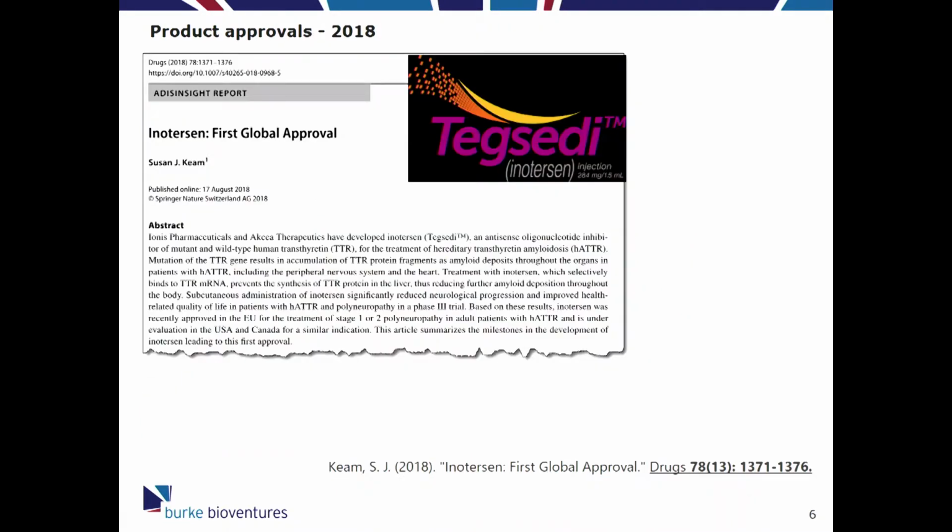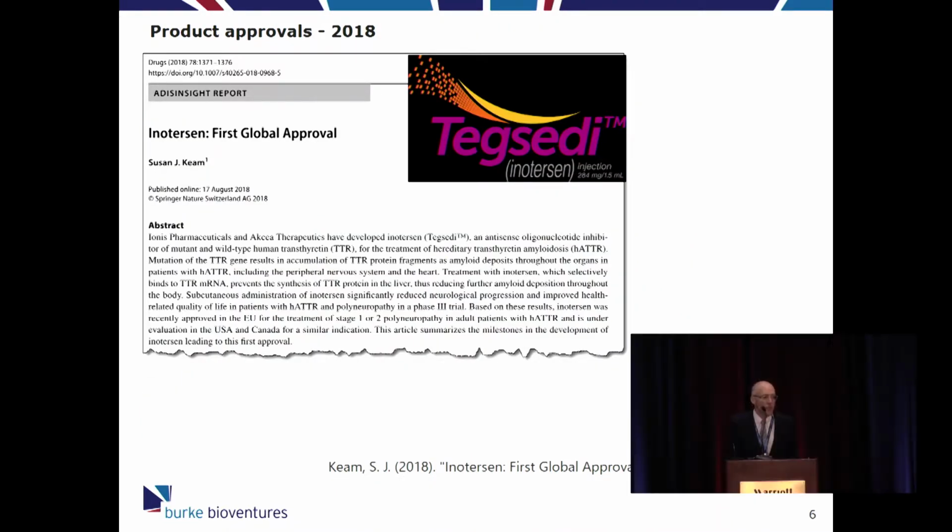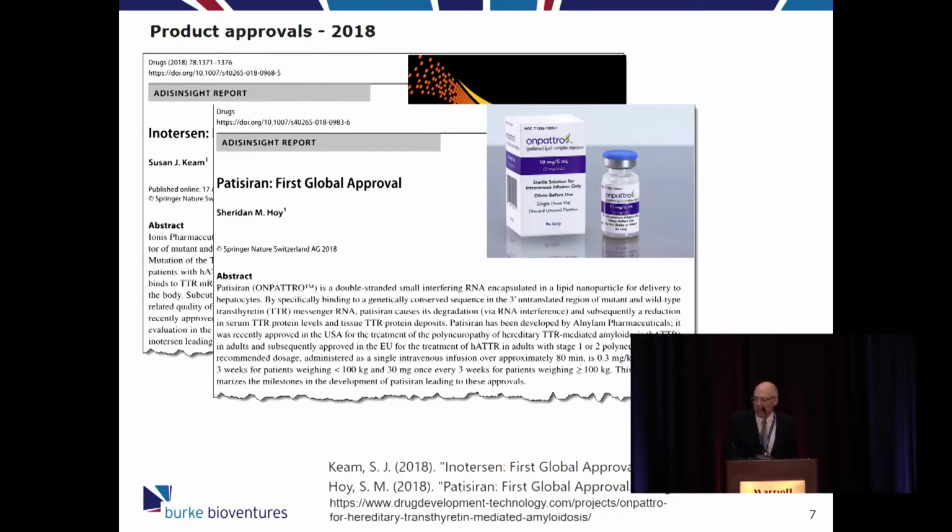But when we look up to the present, 2 new product approvals really that just came within the past few months, the inotersen and the patisiran, that were mentioned by Mano. These are screenshots just from two nice, fairly objective reviews that came out in Drugs just a couple weeks ago, this month, actually. One's advanced online. And you can read about them there. They both target TTR.